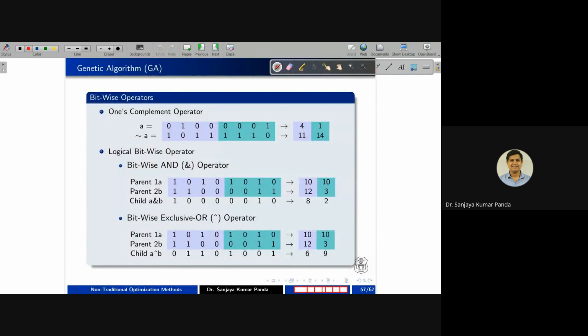So many people have applied one's complement also, because one's complement can help you to flip. For example, I want to flip this bit. What I can do? I can simply flip that bit from 0 to 1. So that also can be treated as a mutation.